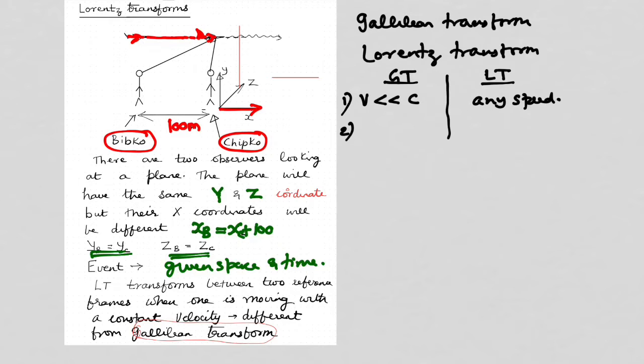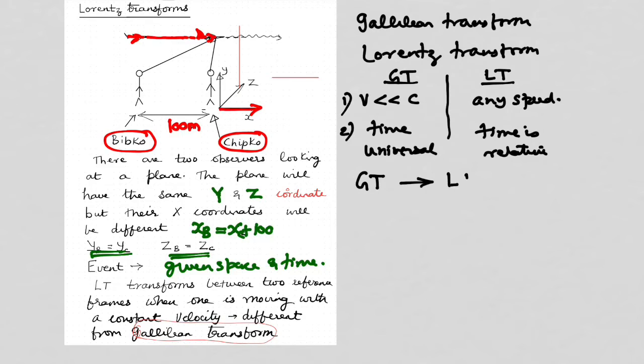Here in the Galilean transform, time is universal, while here time is relative. And you can also say that the Galilean transform converts to the Lorentz transform. In fact, Galilean transform is an approximation of the Lorentz transform when v is much less than c.